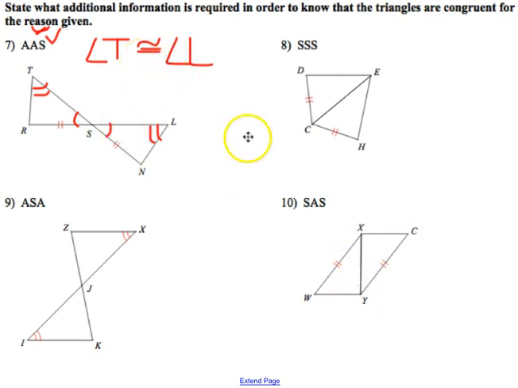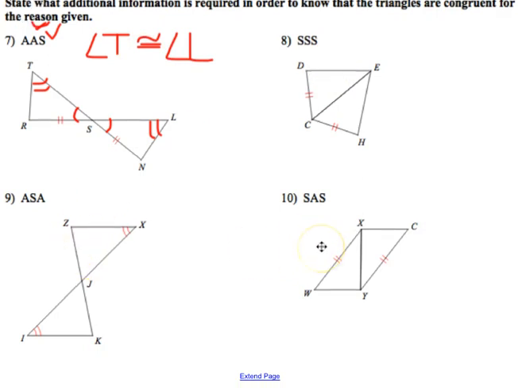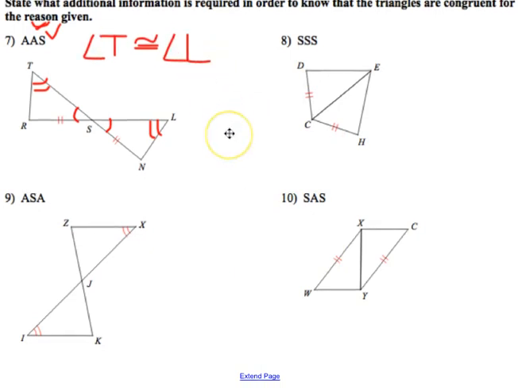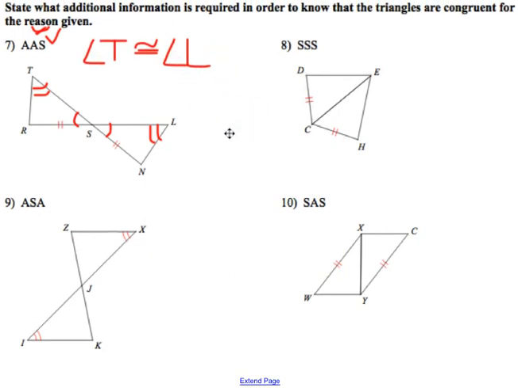Okay, so why don't you try 8, 9, and 10. So see if you can make a mark and then give me the third piece of information that you would need to see whether or not the triangles were congruent. So press pause and try them on your own.